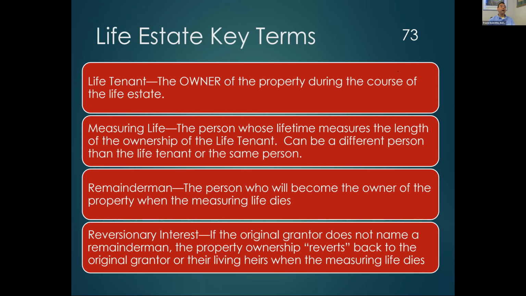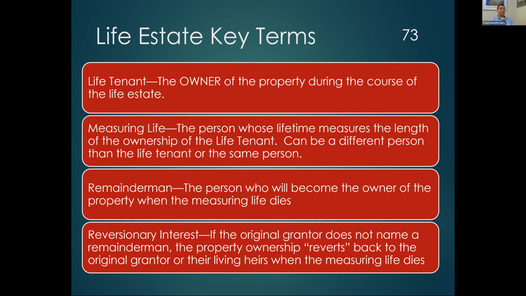So there's some vocabulary you need to know about life estates. The life tenant. Now, don't let this word tenant confuse you. A life tenant is the owner. So in our example, Tasha owns the property until Tasha dies. She is the what? Life tenant. She's the life tenant because she owns the property for a limited amount of time. The life tenant is the one who has ownership for a limited amount of time.